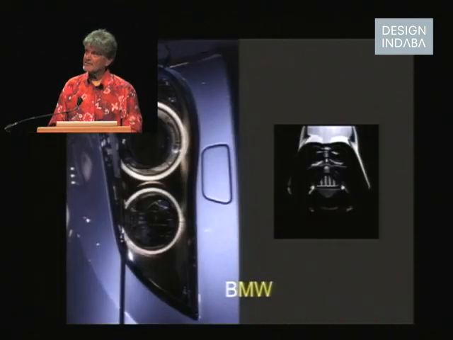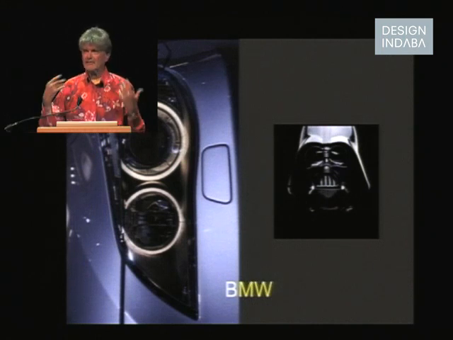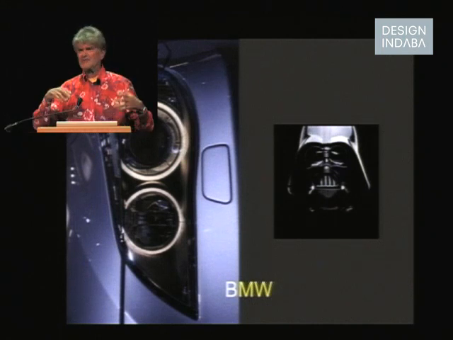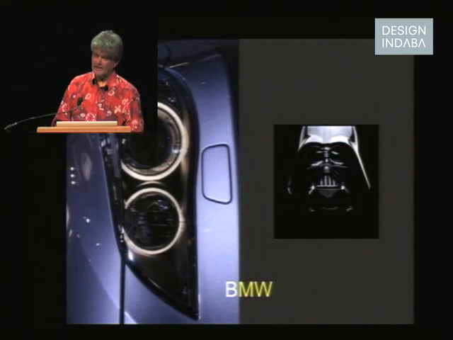BMW, very interesting design language. And Chris Bangle got criticized a lot for being so different. And I have to tell you, design is not about beauty. Design is not about being adopted to whatever everyone else likes. Design is about provocation, about being unique, and being irreplaceable by anything else.